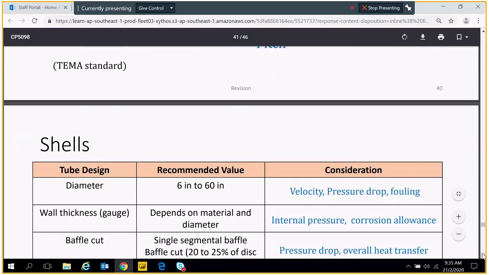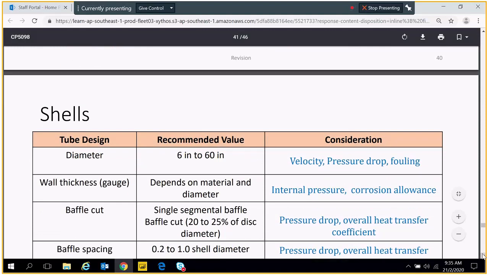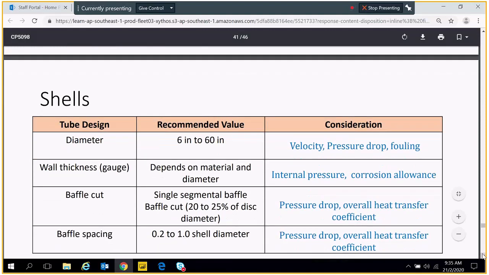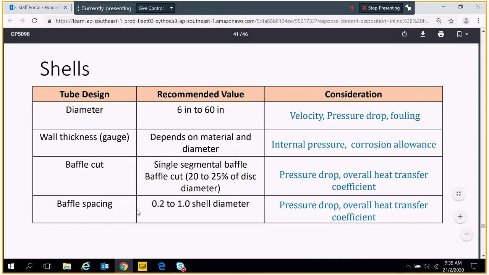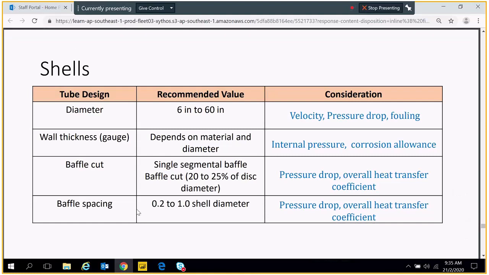Now let's look at the shell side. This one, you have to know what a baffle cut is, etc. This one you can find in your notes. Spacing, yes, spacing. Can your baffle spacing be very narrow? Can it be 0.1 meter or 0.1 times the shell diameter? What happens if your baffle spacing is very narrow? What happens if your baffle spacing is very wide, 2 times the shell diameter? You think of the flow pattern. Is there any effect on the flow?